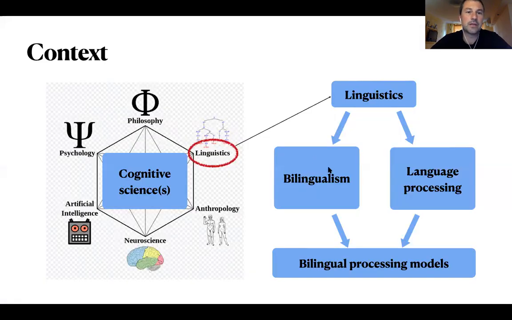This is due mainly to my general interest in the brain and in how the mind works. I have a background in linguistics, so by putting together these two areas of interest, I'm now looking at bilingual processing models, and I want to understand how individual linguistic systems process linguistic data.